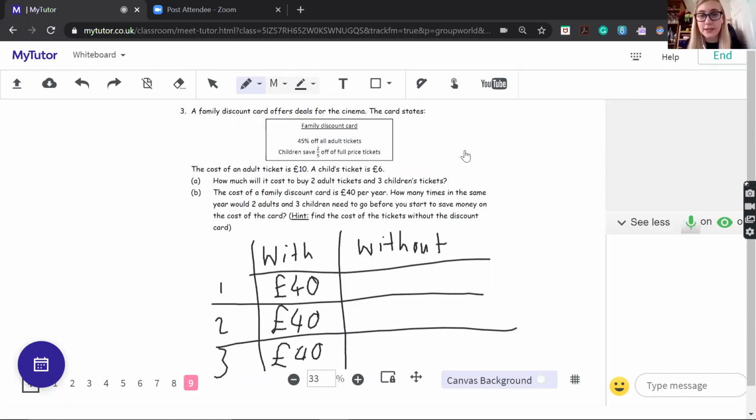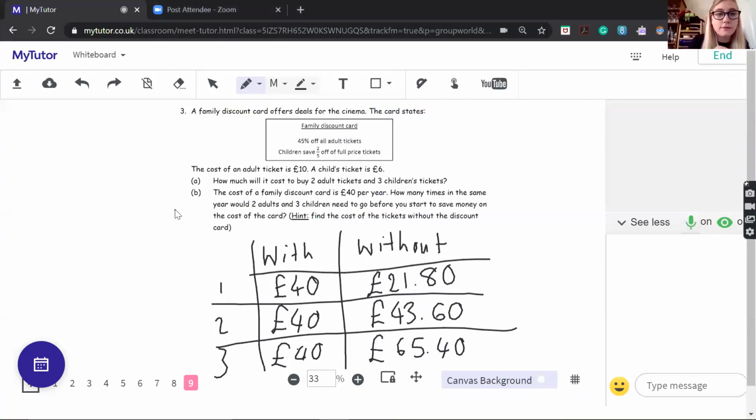Without the discount card, it costs us £21.80 each time. So £21.80. The next time, it's going to cost us £21.80 as well, added to that, so overall for those 2 trips, it's cost us £43.60. And then if we were to go a third time, it would cost us another £21.80. So it would cost us £65.40. Does that make sense? I hope it does.